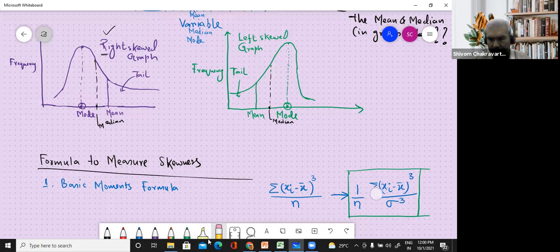Should not cause any confusion, summation sign. So this is the measure of skewness. You can see there is some resemblance of this formula to the standard deviation variance formula. Do you remember the variance formula? So this is the formula for variance.